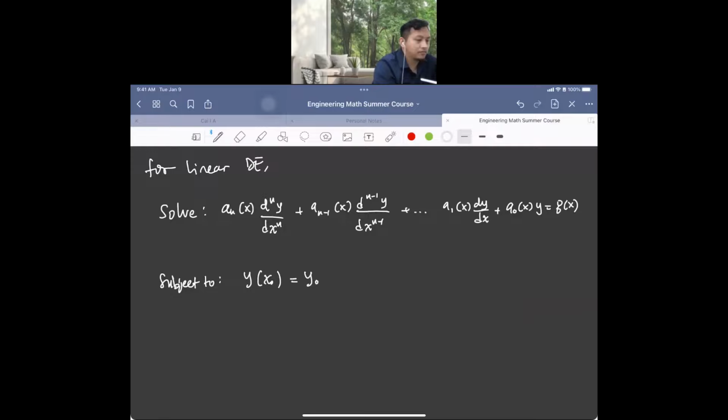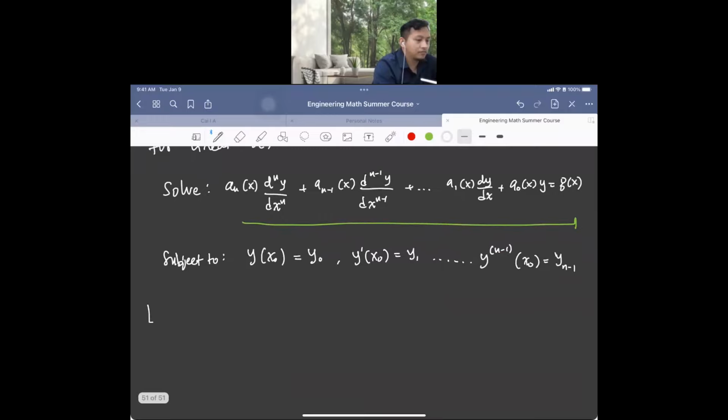Okay, the first one, if we have this whole thing here, it's an nth order differential equation. Then we need to have certain initial conditions, depending on the order of the linear differential equation. Okay? So y^(n-1) of x0 equals y_(n-1). Okay, so it can have as many as it needs. It depends on the order, right?